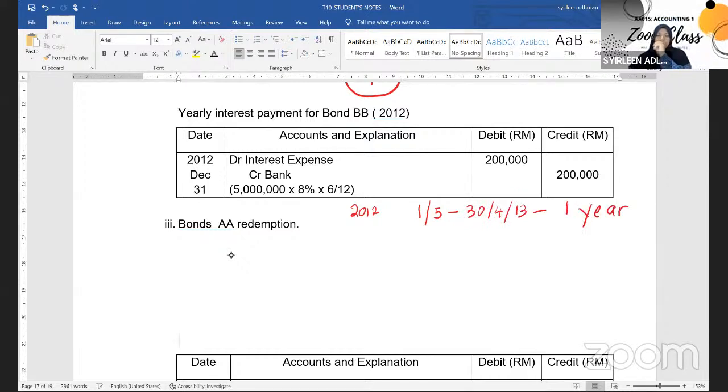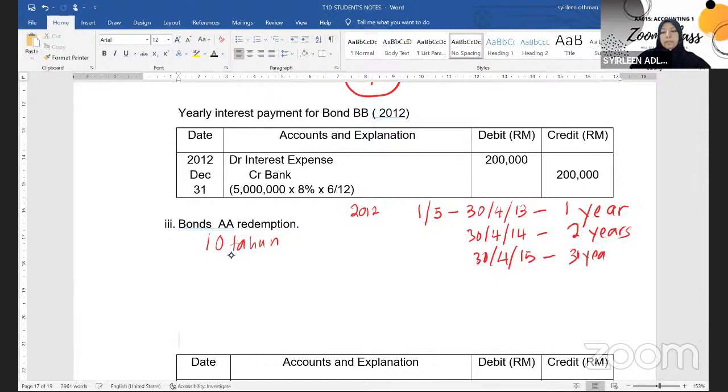Can you see? Okay. So your tenure for this bond AA is 10 years. So that means 30th of April 2014 is the second year. Okay. So 30th of April 2015 is the third year. Okay, after 3 years. So when is the 10th year?